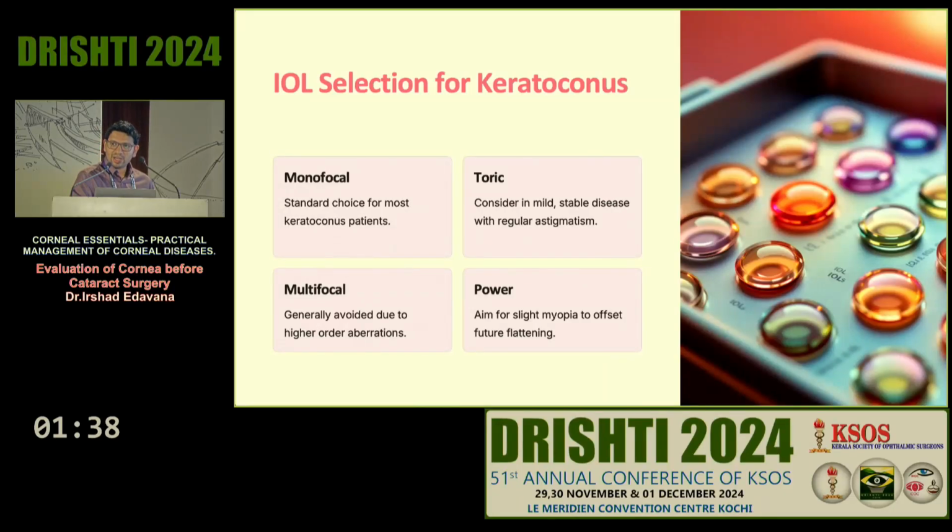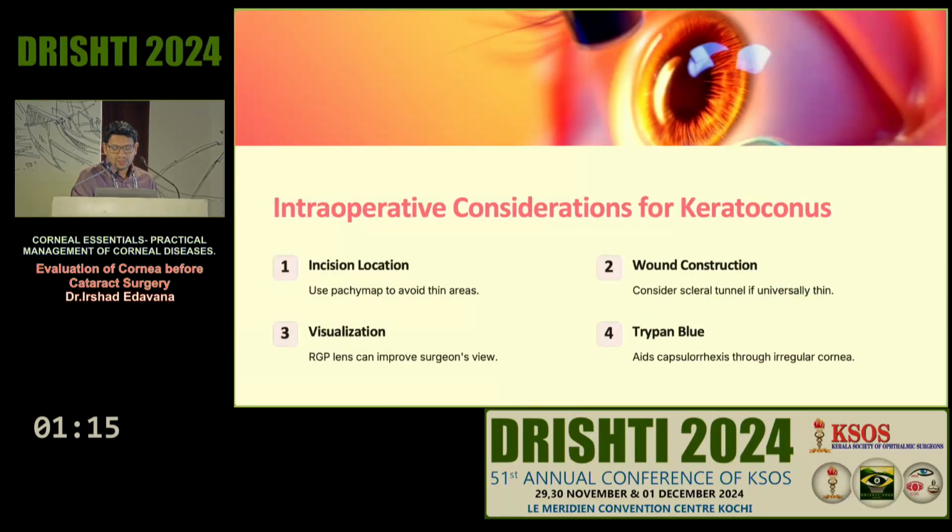If there is a regular astigmatism in the central area in the topography, we can go ahead with toric IOLs. If the disease is stable, the patient's age is above 55, and it's a stable cornea with no progression, we can go ahead with toric IOLs. Multifocal IOLs are generally avoided due to higher order aberrations, and aim for slight myopia, because most of the IOL calculations give hyperopic values. So postoperatively, aim for a little myopic lens.